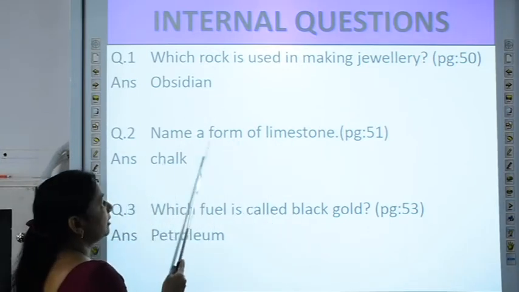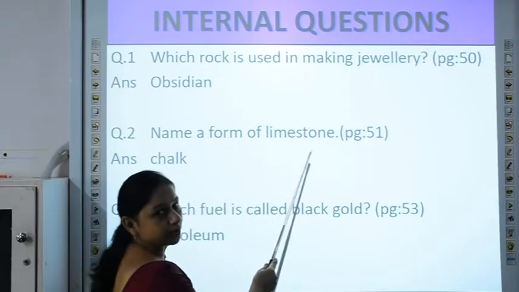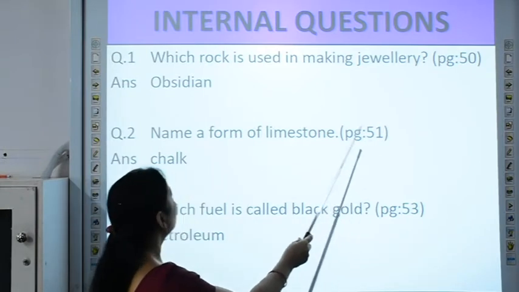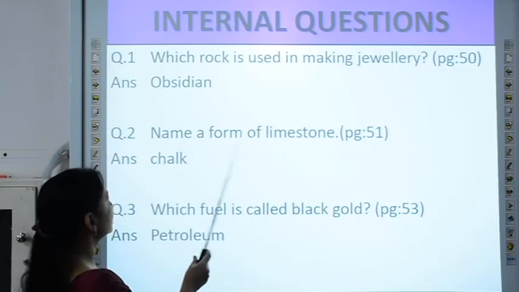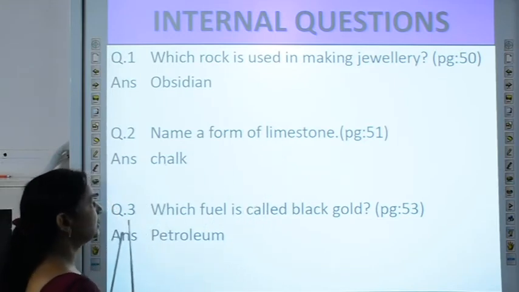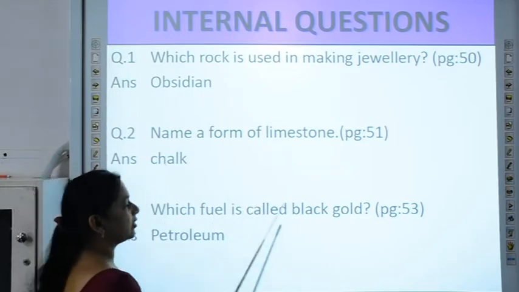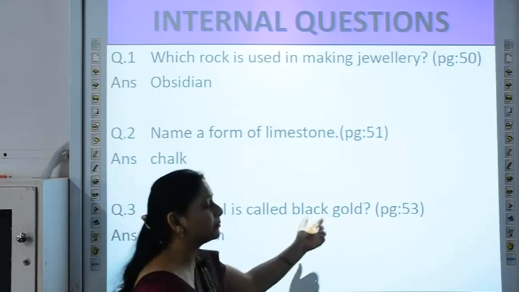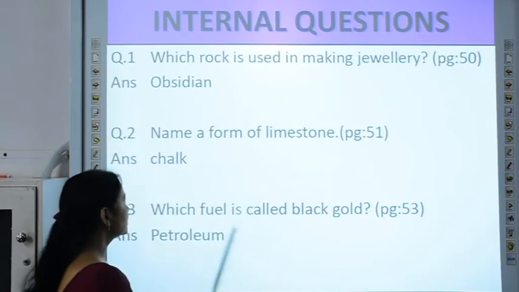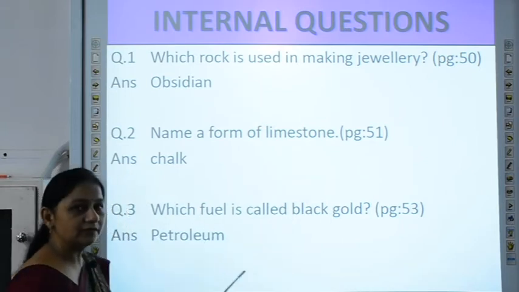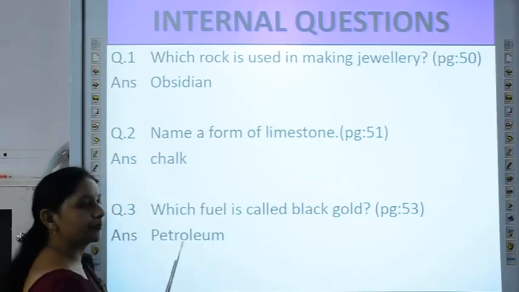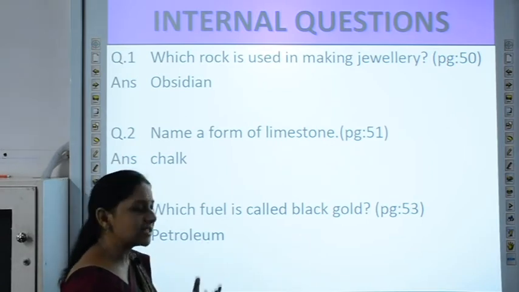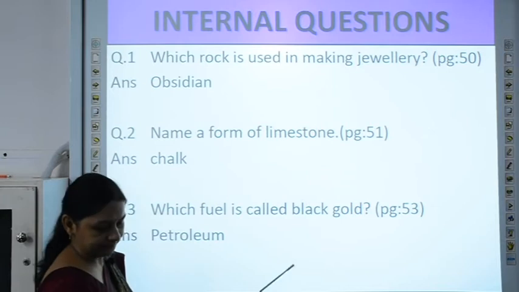Second one, name a form of limestone. This question is to be written on page number 51, and the answer for this question is chalk. The third one, which fuel is called black gold? This question you have to write on page number 53, and the answer is petroleum. We call it black gold because it is as precious as gold.